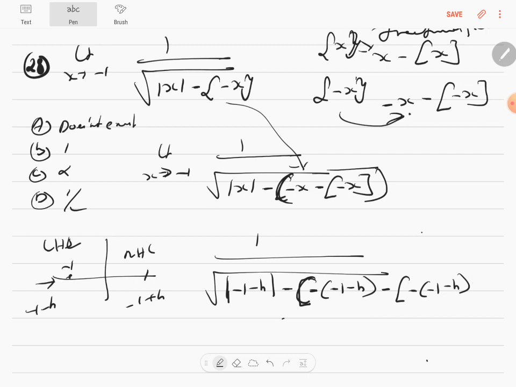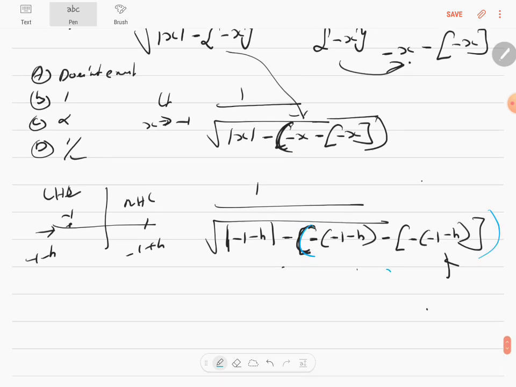Okay, so this is the greatest integer function. However, this is not. This is an ordinary bracket, but I don't know how to say it, so I'm putting it like this. Okay, I'm sure you understood. So limit h tends to 0.